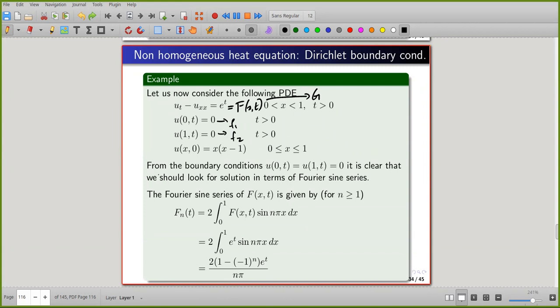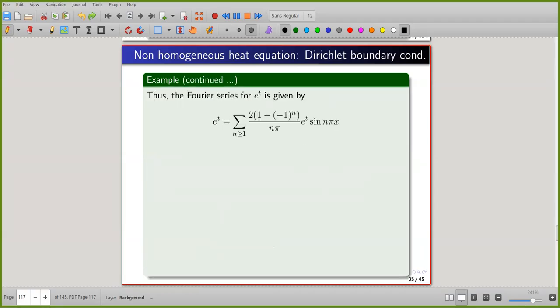Right, yeah, so this is the coefficient which is 2 by L. So L over here is 1. Okay, so let me go to the next slide. So that's the Fourier sine series for e to the power t, given like this. These are the Fourier coefficients.